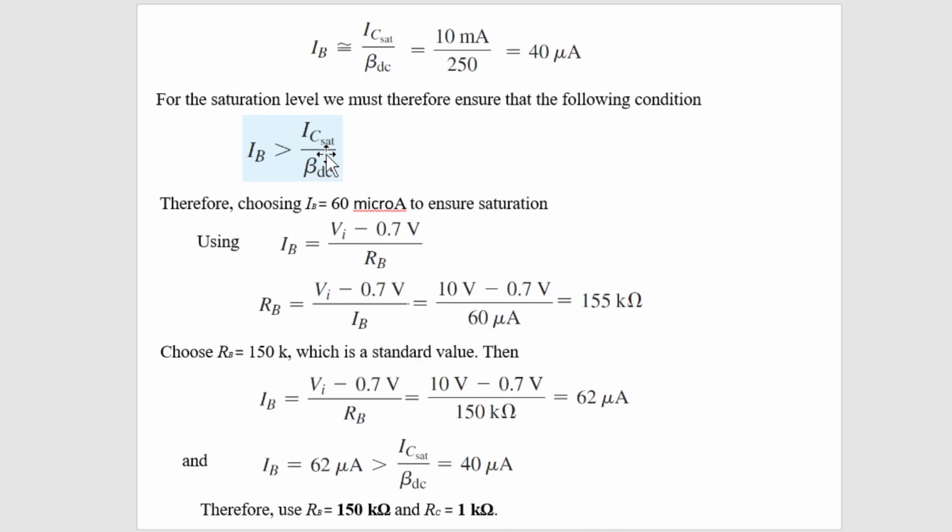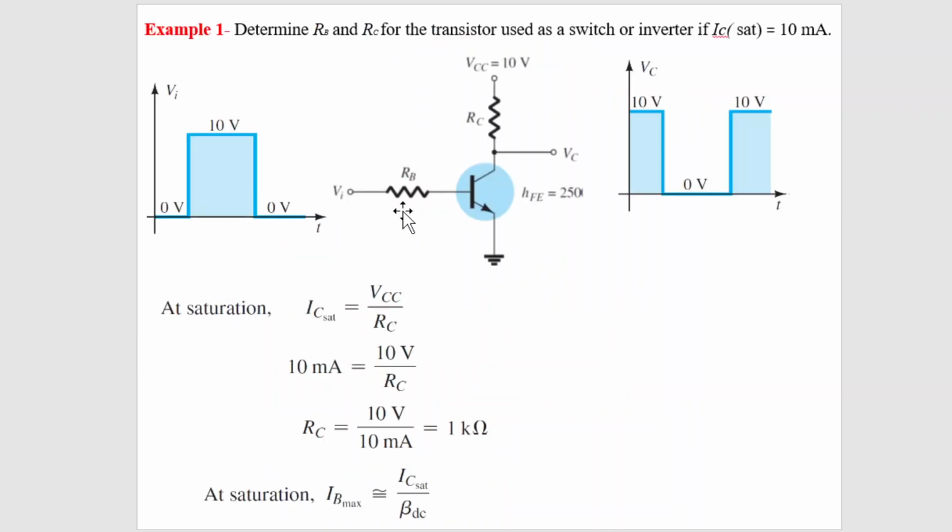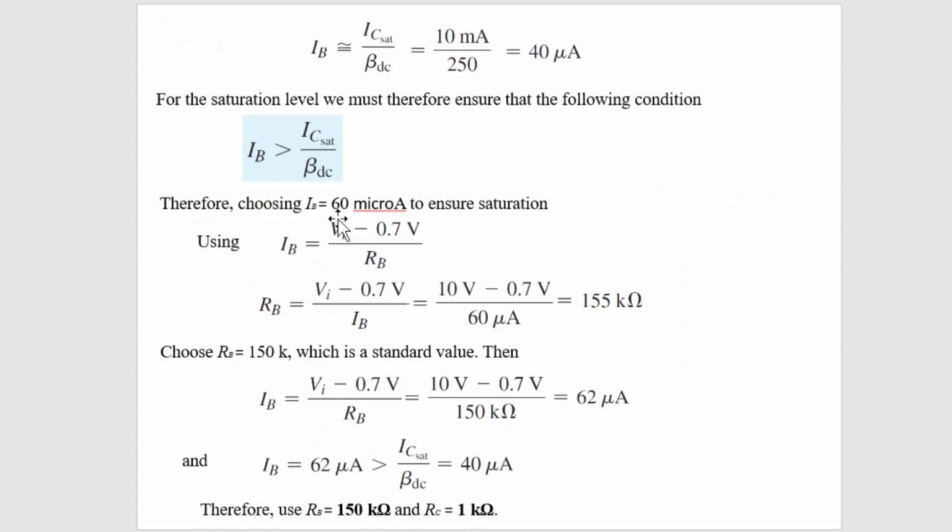If you assume this value, then IB can be determined by applying Kirchhoff voltage law in the base-emitter loop: IB times RB plus VBE minus VI is equal to 0. So IB is equal to VI minus VBE divided by RB, and we know VBE is equal to 0.7, so IB is equal to VI minus 0.7 divided by RB.